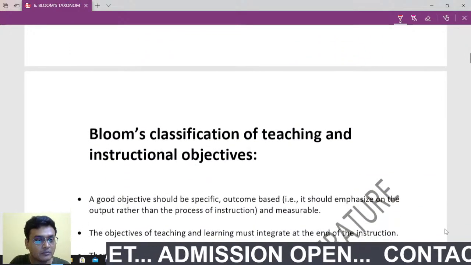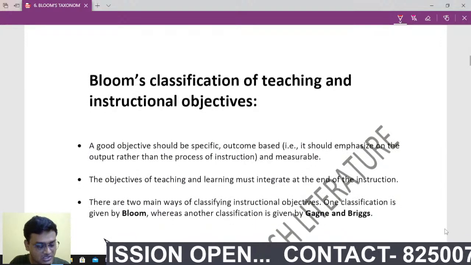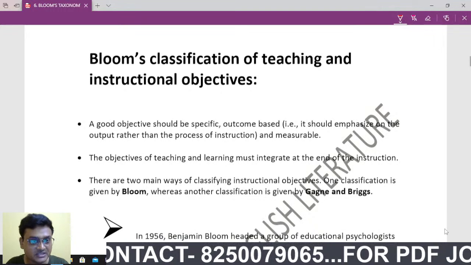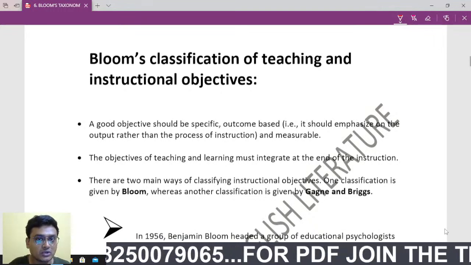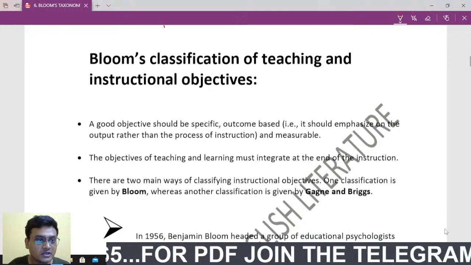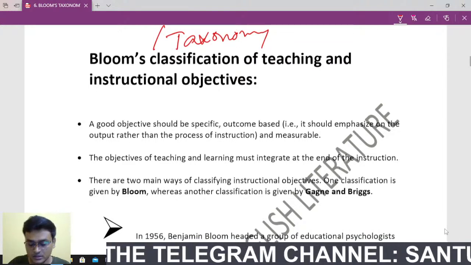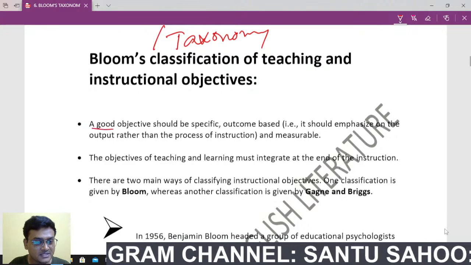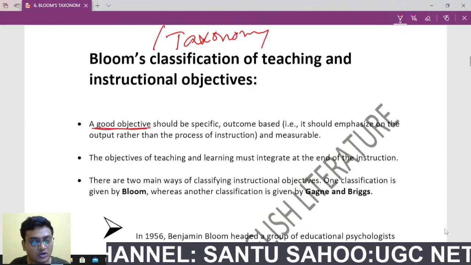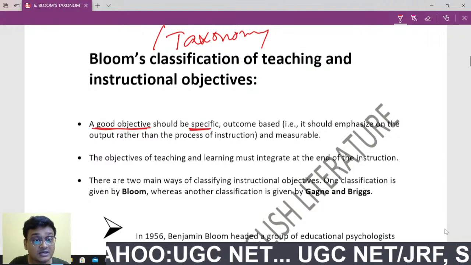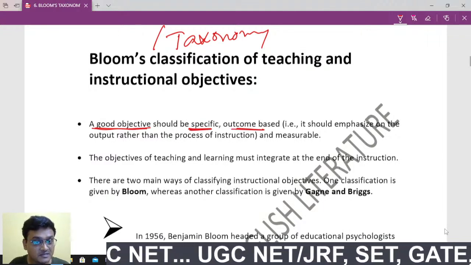So you will see Bloom's classification of teaching and instructional objectives. Classification of teaching and instructional objectives is also known as Bloom's taxonomy. A good objective of teaching should be specific. What should the outcome be? It should be outcome-based and specific.